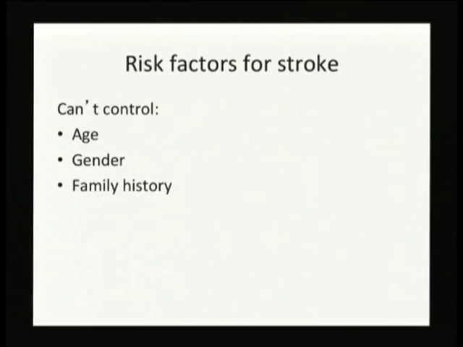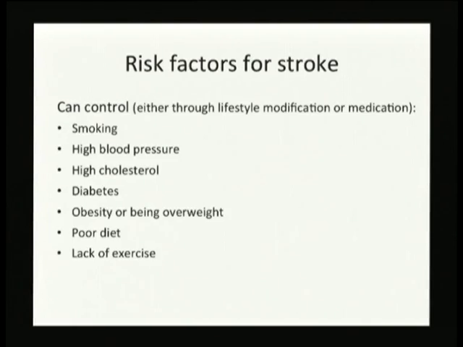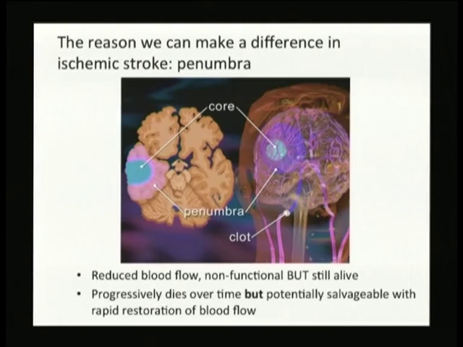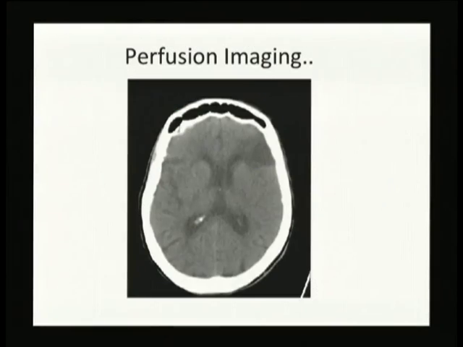There are a few risk factors which you cannot control, but there are a few risk factors which you can control. When a clot blocks the blood flow, we have a dead region in the brain, which is called the core, represented by the blue color. And then the tissue that is at risk is called the penumbra, represented by the pink color on the screen. It could be saved if we can restore the blood flow as soon as possible.